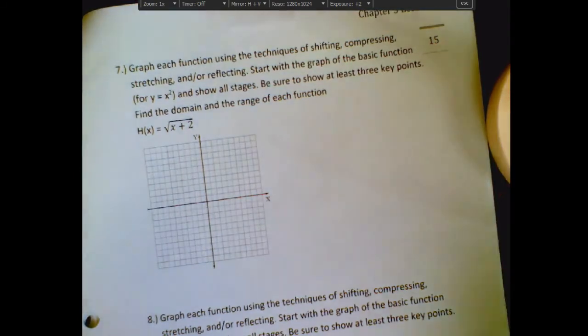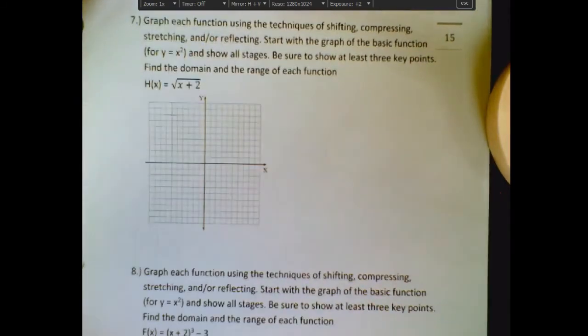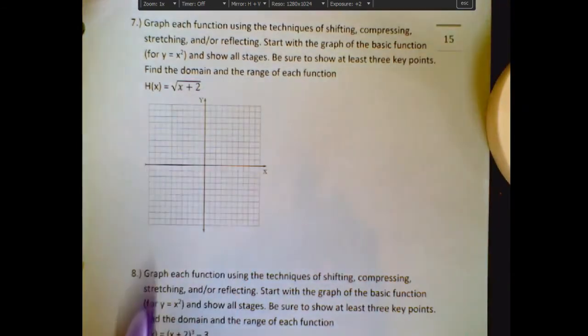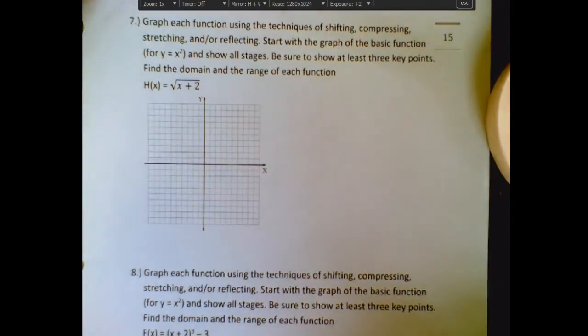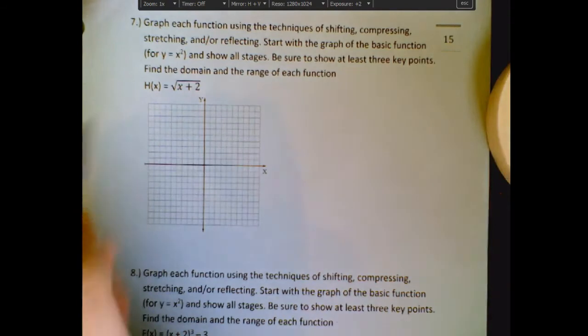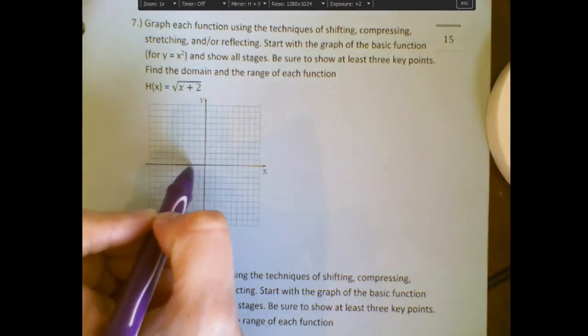Graph this one. So I know that the square root graph is one that kind of goes off of here and over. Now, because there's the +2, it's a horizontal shift, and this is a horizontal shift to the left 2 units. So I would start here.